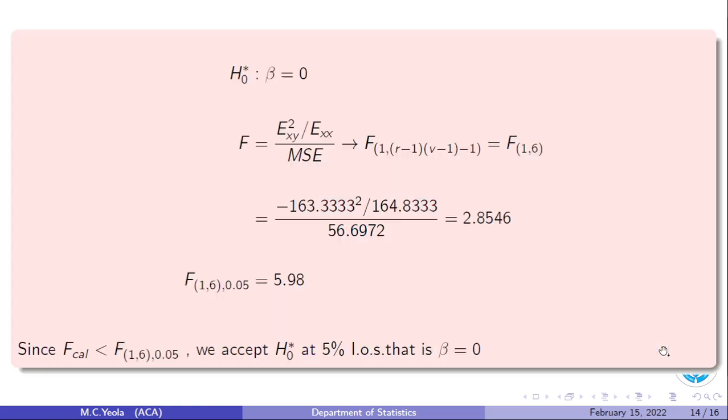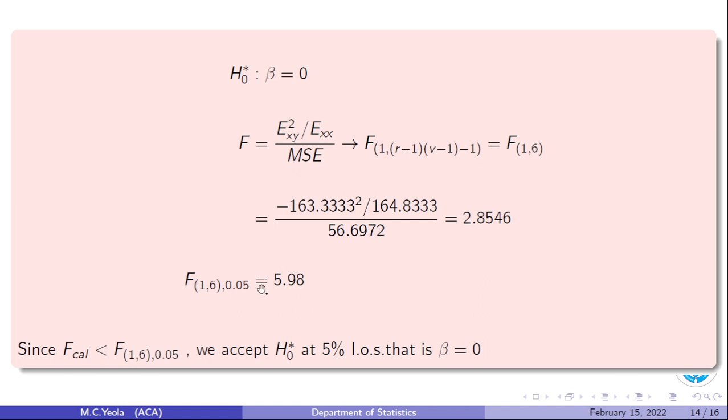are this one here. So after that we first test H naught star, beta equal to 0, and for that we have F equal to E square XY upon EXX divided by MSE, which follows F with 1 degree of freedom, and R minus 1, V minus 1, minus 1. This is the adjusted error degrees of freedom here. Okay, so after substituting the value here, it should be 1 and 5 actually, R minus 1, V minus 1, minus 1, so it should be 5 here. Okay, so 1 and 5 is what we have to see here.